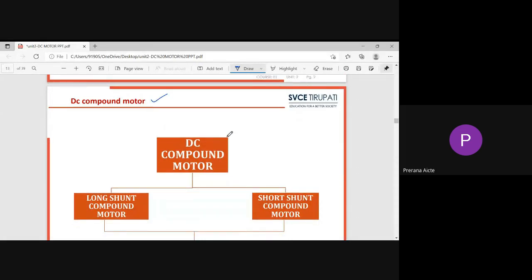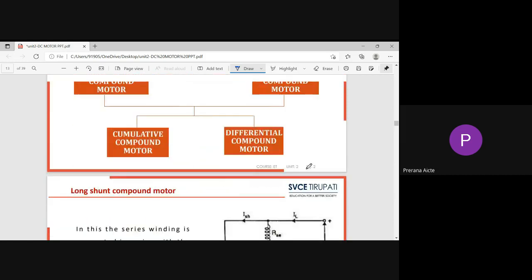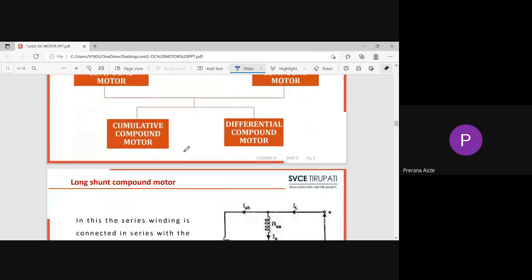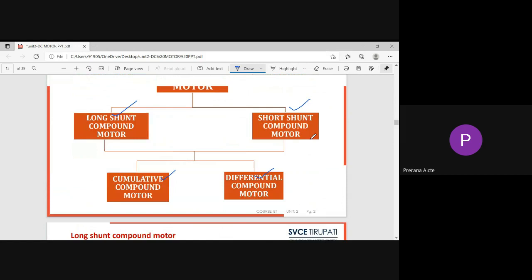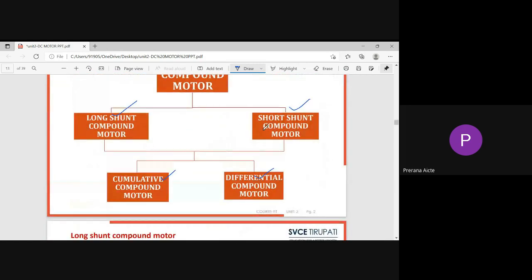So, coming to the DC compound motor. There are two types of DC compound motor: long shunt compound motor and short shunt compound motor. Again, compound motors are also categorized as cumulative compound motor and differential compound motor. First of all, we are going to discuss long shunt and short shunt.